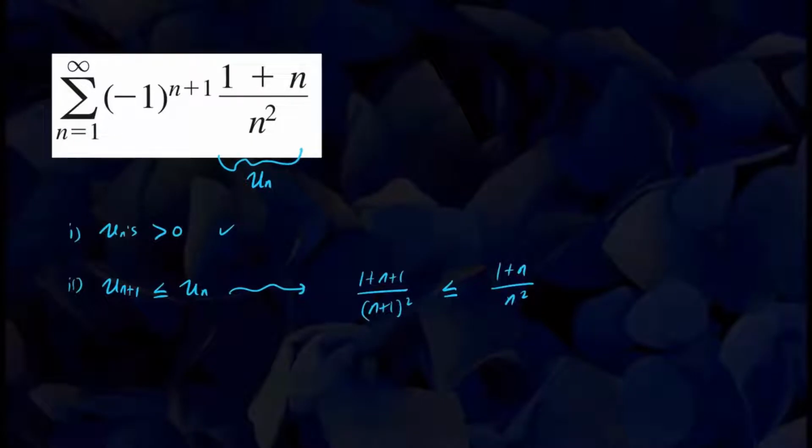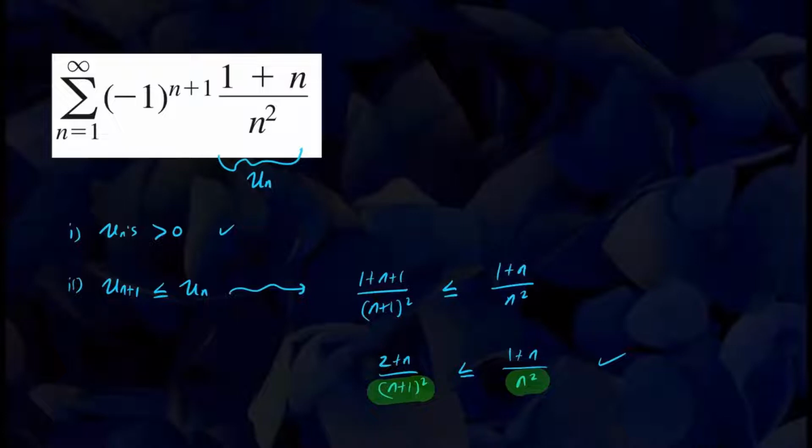If you simplify the numerator, this is (2 + n) over (n + 1) squared, less than or equal to (1 + n) over n squared. So you see that this is definitely true because here I have more terms in the denominator. Here I only have n squared. Overall, my denominator is very large on the left side, so the fraction value will be very small.